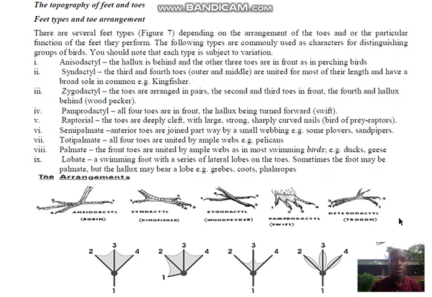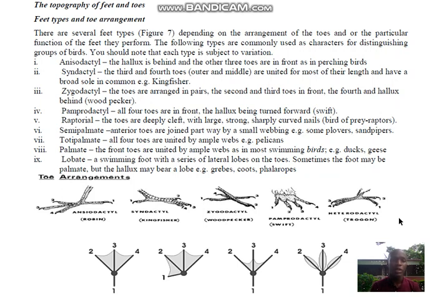Starting with the anisodactyl, the hallux is behind, while the other three are in the front, facing forward. So you have the first toe pointing backwards, and the other three toes pointing forward. For the syndactyl, the third and fourth toes, the outer and the middle, are united for most of their length, but at the extremities they separate. A good example is the kingfisher.